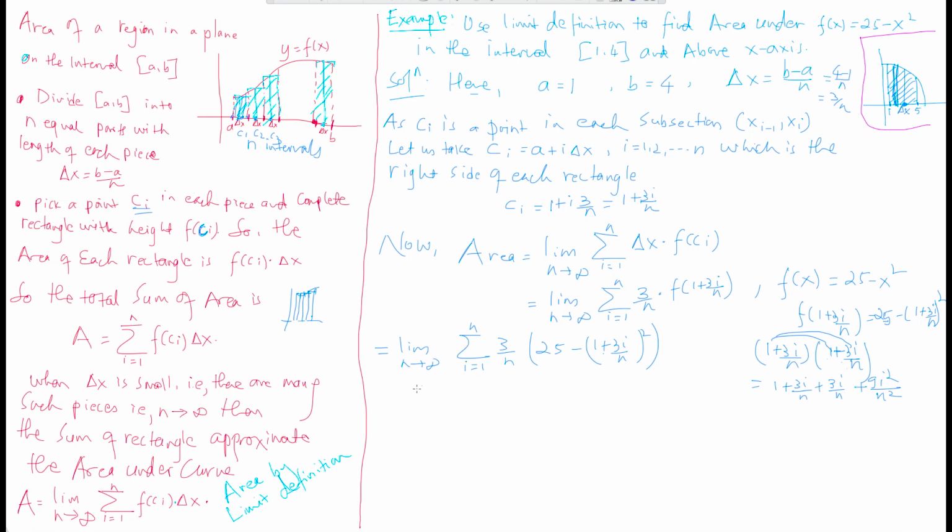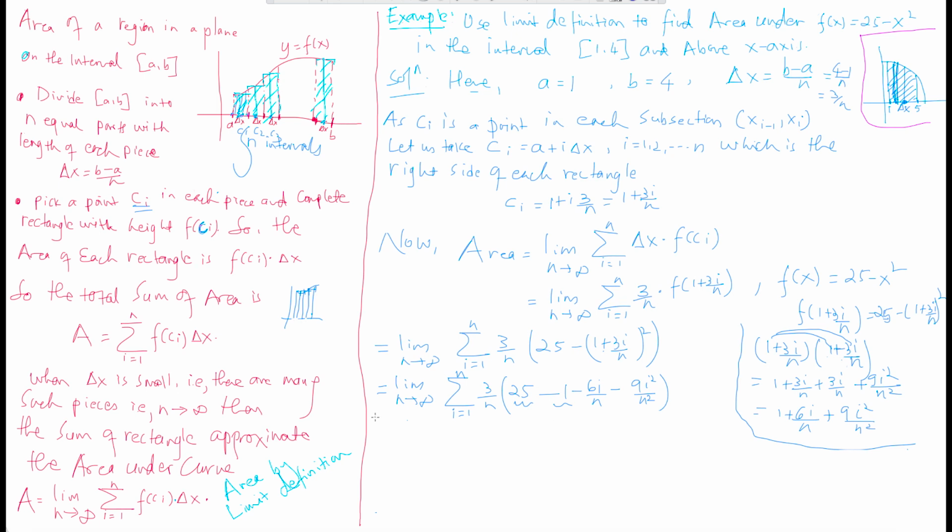So I'm plugging in that thing there. You get the limit as n tends to infinity, summation i runs from 1 through n, of 3 over n times (25 minus ...). Basically what you get is 1 plus 6i over n, because 3i over n plus 3i over n is 6i over n, plus 9i squared over n squared. But this is inside the parentheses, so you need to distribute that negative sign. You will get negative 1 minus 6i over n minus 9i squared over n squared.